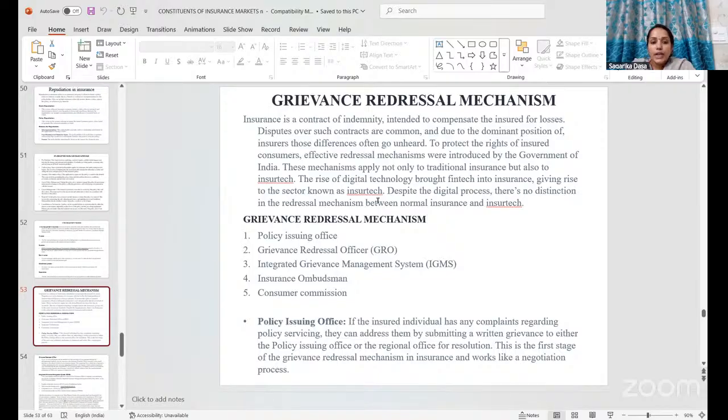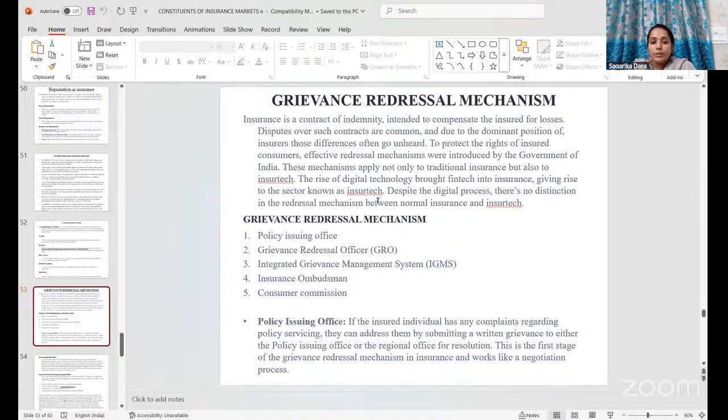Now, in the grievance mechanism, we have several ways of solving conflicts or giving solutions to the problems raised by the policyholders. That includes, first, the policy issuing office, then the grievance redressal officer, then the Integrated Grievance Management System, IGMS, the insurance ombudsman, and the last one is the consumer commission.